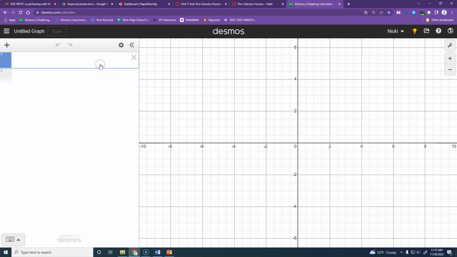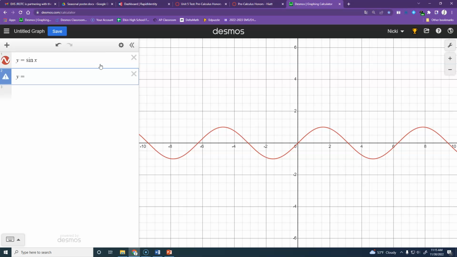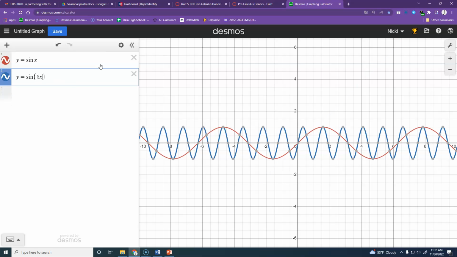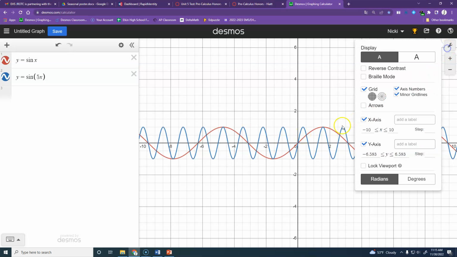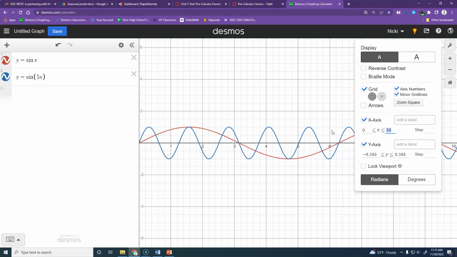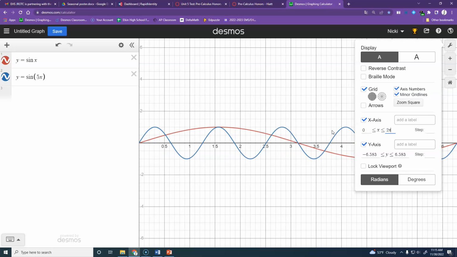Okay, so if I graph this, y equals sine x is right here. Y equals sine of 5x is right here. So that red graph, that's my regular. You can see that it's squished in. If I look here, I can make my axis from 0 to 2 pi.